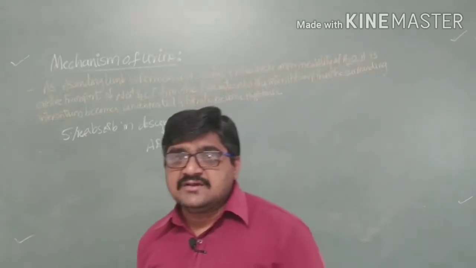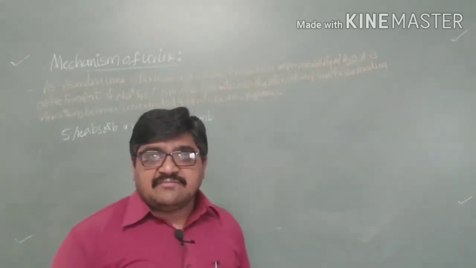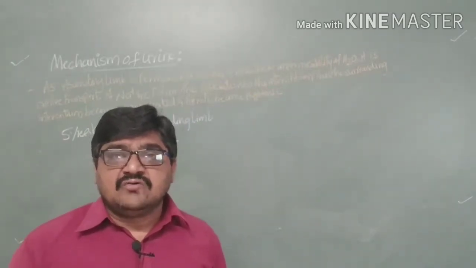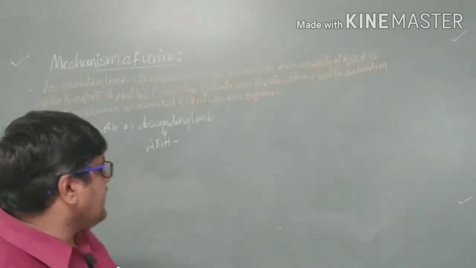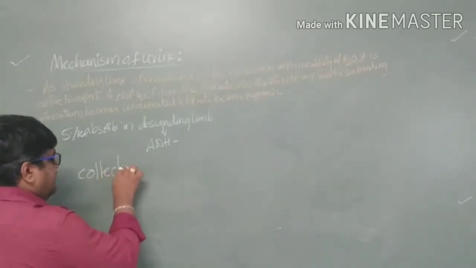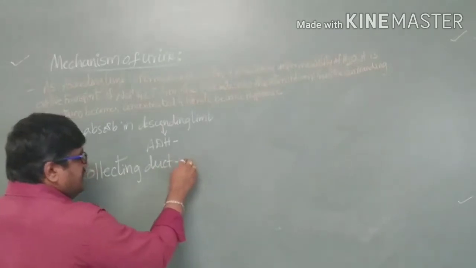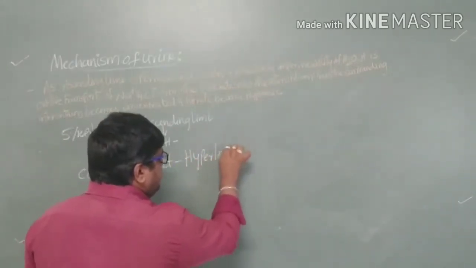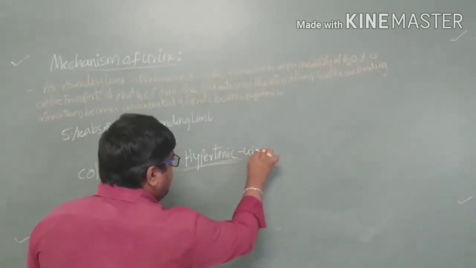The collecting duct is helpful for concentration. That means water is reabsorbed from the interstitial fluid. So when this takes place, the concentration of urine in the collecting duct becomes hypertonic. So the urine becomes hypertonic urine.